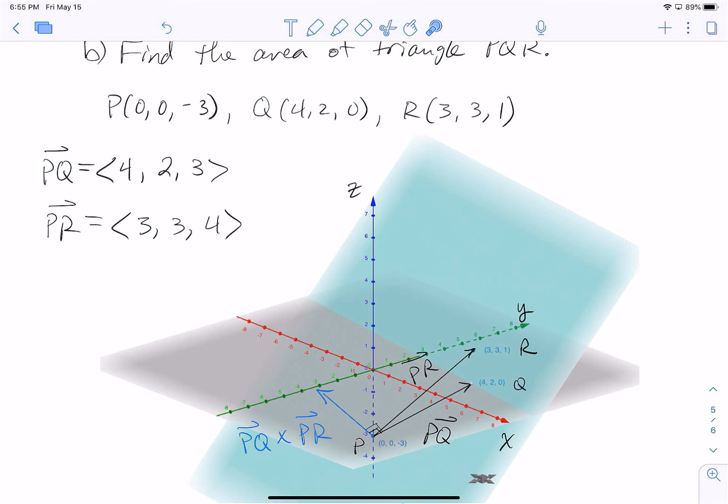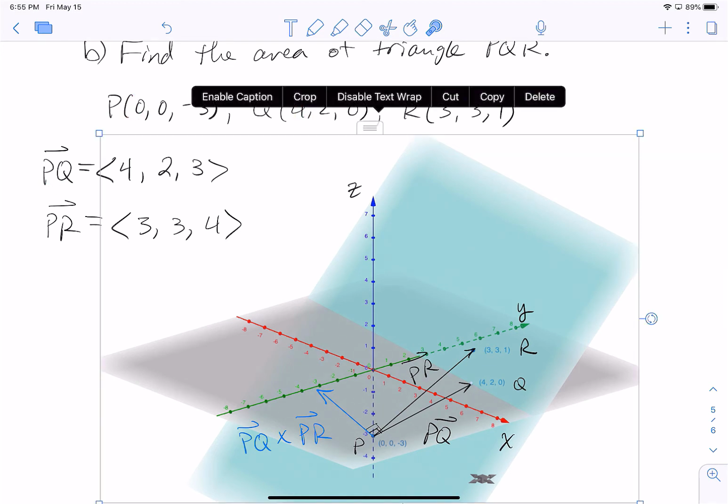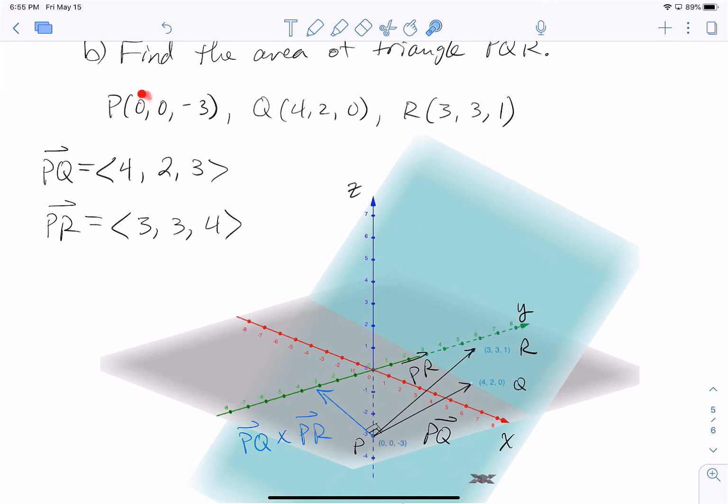Anyway, folks, if we're going to take PQ and PR and cross them, we have to have them as vectors. Here we have points P, Q, and R. And so we needed to form the vector PQ by subtracting coordinates of Q minus coordinates of P. Remember, it is terminal point minus initial point. So the vector PQ has components (4, 2, 3), and PR has components (3, 3, 4). If you got stuck there, then please pause the video and get to the rest of the work, and then come back. If you didn't get stuck, then just keep watching, and I'm going to scroll.